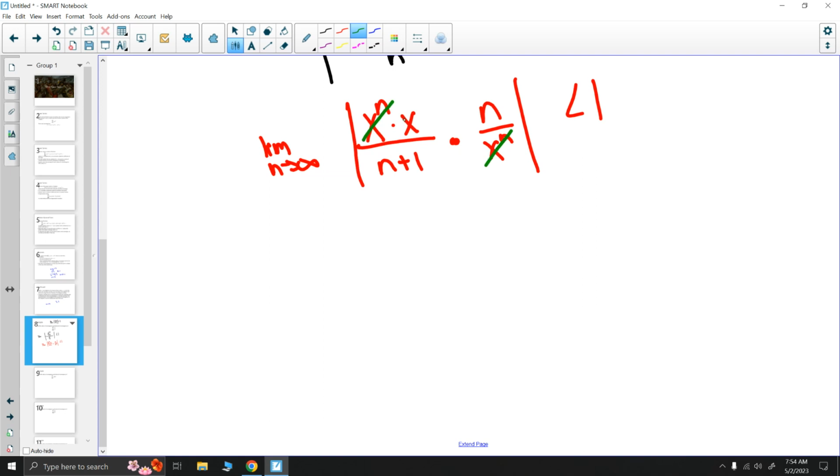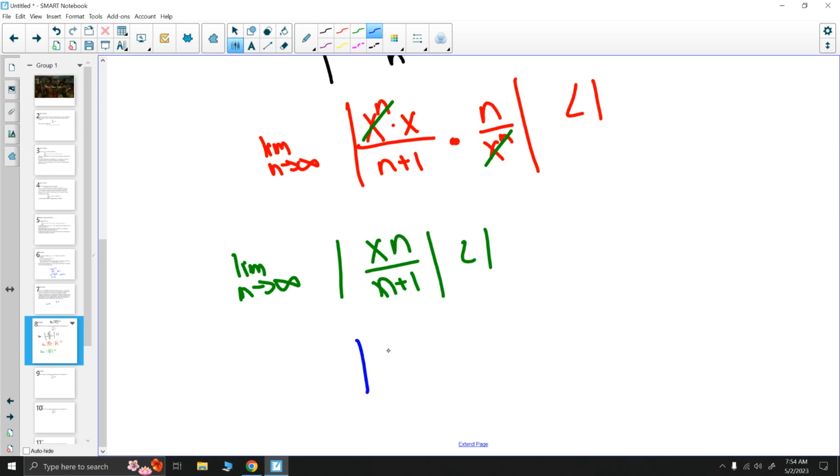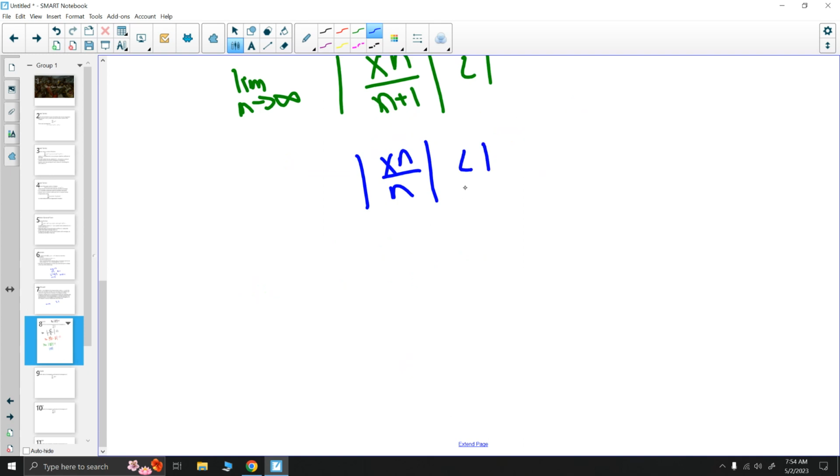The x to the n's cancel, and we end up with the absolute value of x n over n plus 1, the limit as n approaches infinity. So now we're going to look at, okay, well, at infinity, what happens? Well, basically, this is x to the n over n at infinity, which is less than 1, obviously. These n's will cancel, and so we end up with the absolute value of x is less than 1. So we are now in our form. This right here is our r, our radius of convergence. So r equals 1. So we know basically our radius is up 1 and down 1 from wherever we're centered.